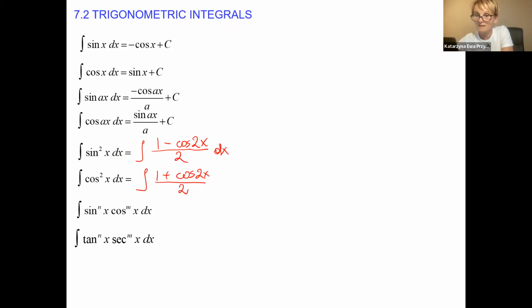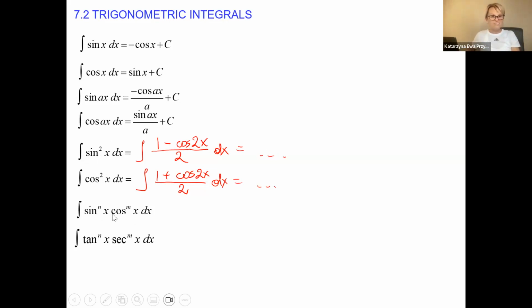Yeah, half, yes, thank you. Oh yes, you even know, and then everybody can integrate because the square is gone, the multiplication is gone. I think please remember, use the half angle if the degree is even.